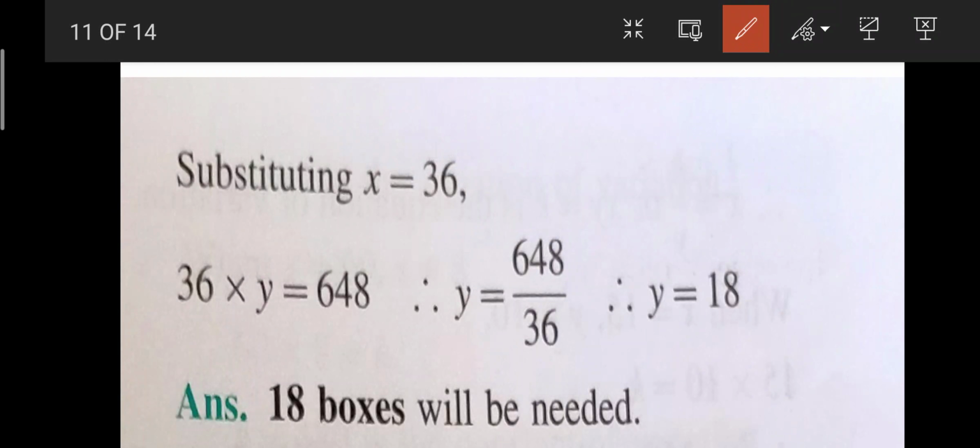So here, if x is 36, then 36 into y equals 648. When we divide this, we get the number of boxes, that is y, that is 18. So 18 boxes will be required to fill 36 apples in each box.